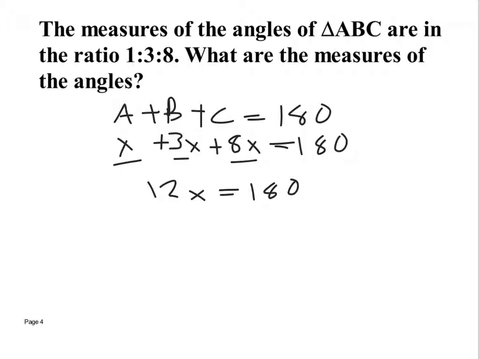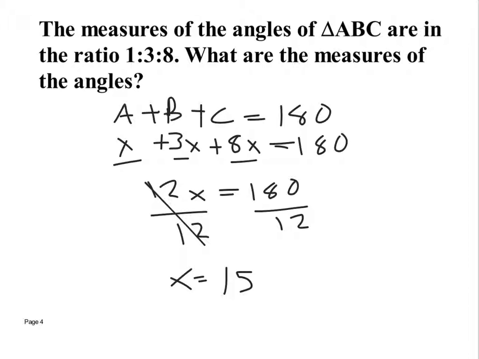Have we seen problems like this before? Yes. 12 times a number gives me 180. So to find out what x is, I do the opposite of it. I'm timesing by 12, so I would divide by 12, and find that x is equal to 15, because 180 divided by 12 is 15.